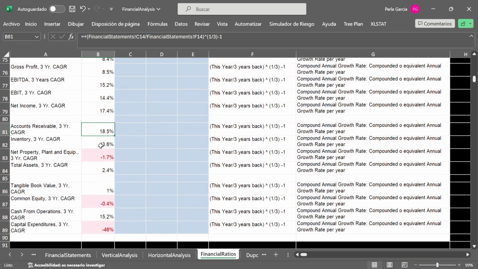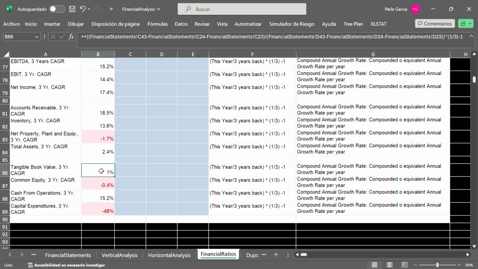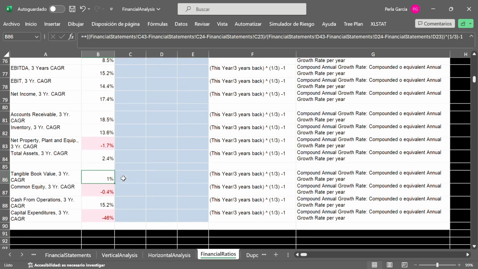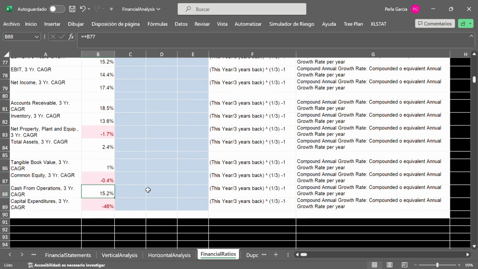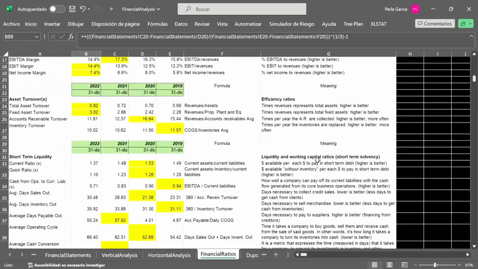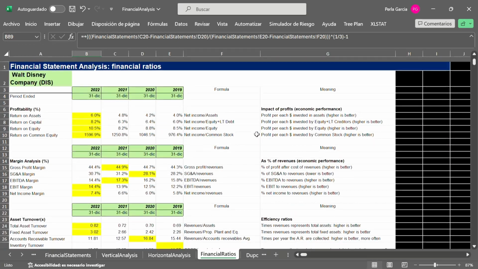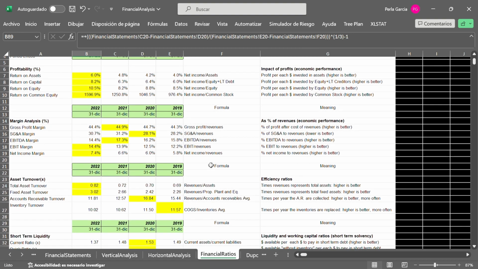Also, the accounts receivable and the inventory increased, the net property decreased, the total assets increased, the tangible book value over 3 years increased only 1%, the common equity decreased 0.4%, the cash from operations increased 15.2%, and finally the capital expenditures over 3 years decreased 46%. So, as a conclusion, all of this shows the performance and the financial position of Arca Continental.